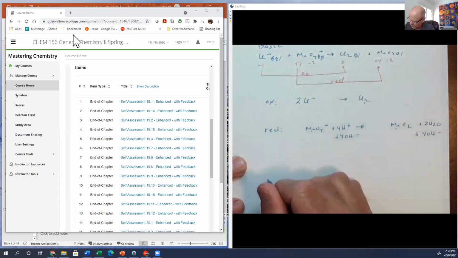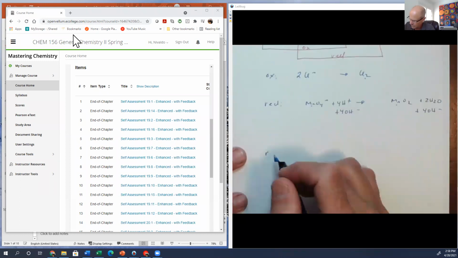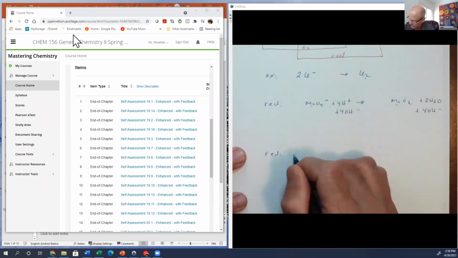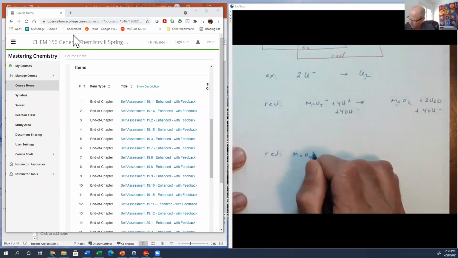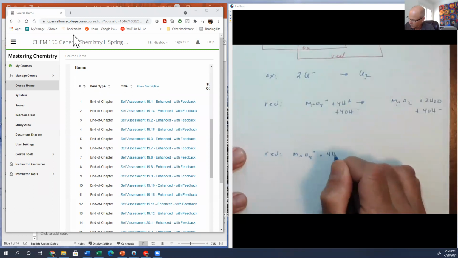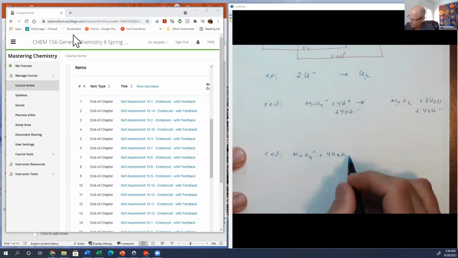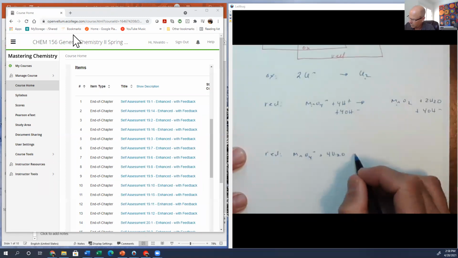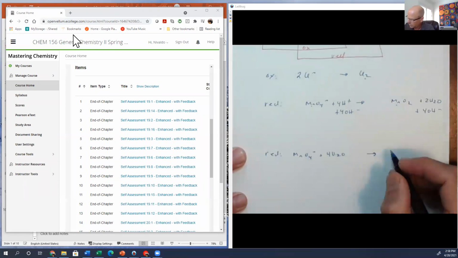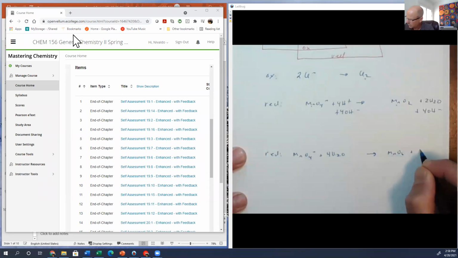All right, so my reduction reaction becomes MnO4 minus plus 4 H2O, right? Because those combine to form H2O, goes to MnO2 plus 2 H2O plus 4 OH minus.